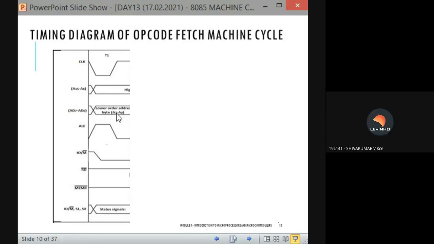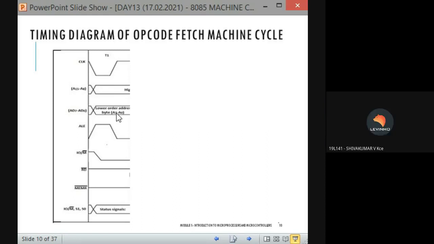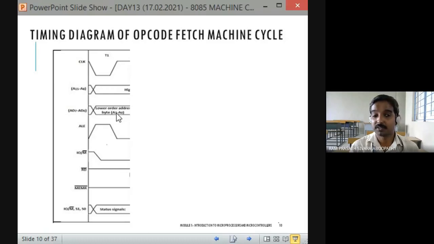Sir, for every T state, ALE gets altered, sir. In the first T state, ALE goes high. Sir, during the first clock pulse, it has to... Yes, very good. During the first clock pulse of any machine cycle, ALE goes high, such that the CPU can send the address and make ALE high so that the lower byte gets stored into the latch. Fine. Okay.